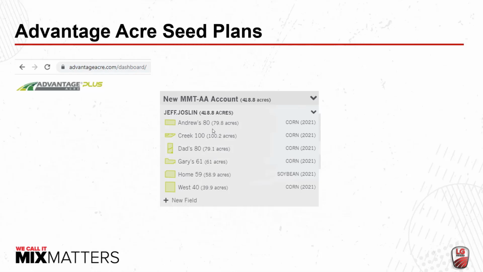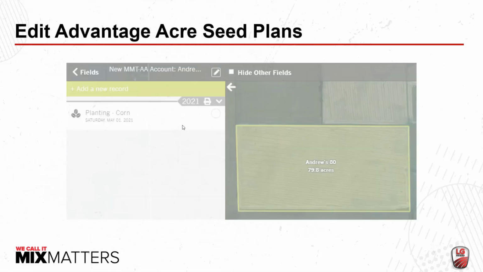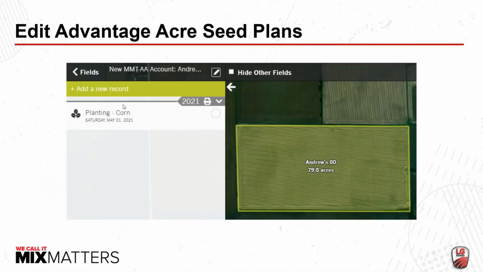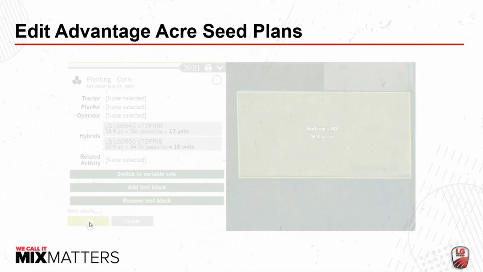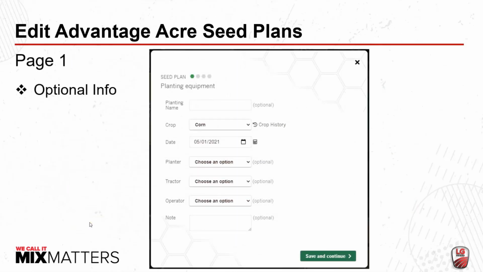Now, if I want to go deeper, I can tap on one of the fields to look at it and say I'd like to look at the planting record itself. So I'm in my field records now, and I want to go here to the record itself, tap on it to open it up, and I can see my products, my traits, the acres that are being treated, the percent of field that is, the seeding rate, and how many units that should be. Again, if I want to, I can go even deeper by going down to my Edit button, tapping on it, and then it opens up my seed plan as it always does in Advantage Acre.